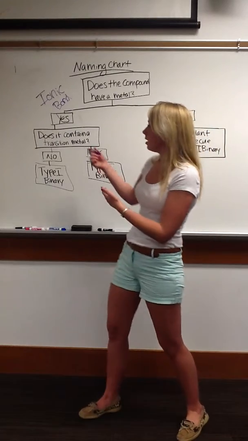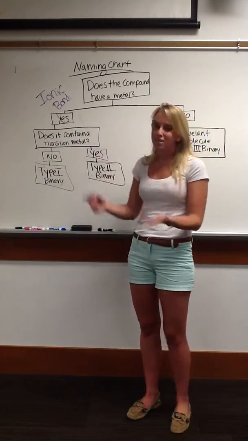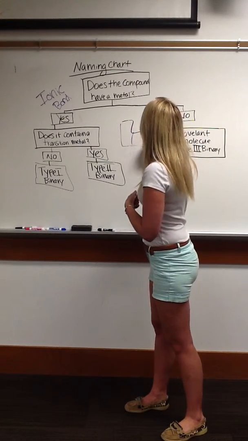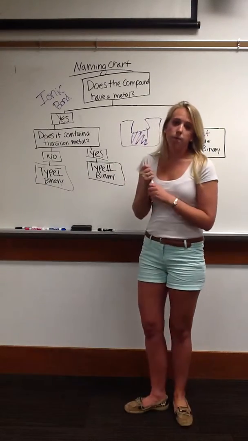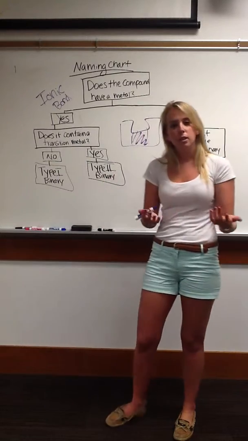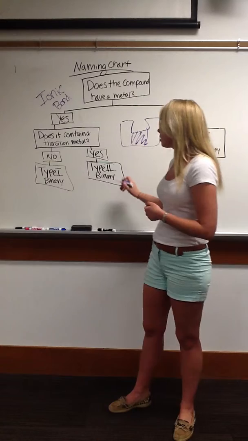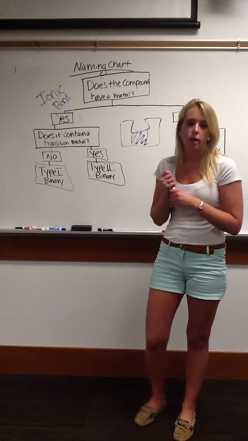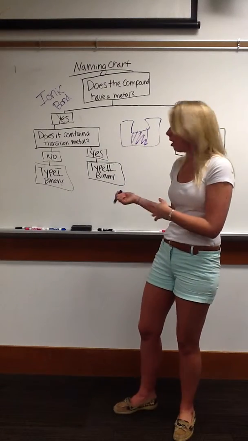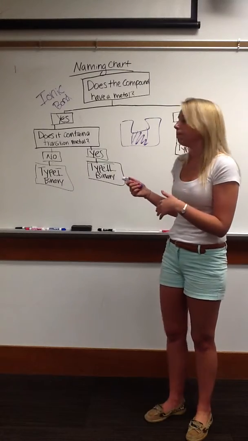The next question you need to ask yourself is, does it contain a transition metal? So remember in our periodic table, right, there we go, the transition metals are the ones that are in there. If it contains a transition metal, we have to name it differently. So if it does contain a transition metal, it's what's called a type 2 binary compound. Two elements pushed together is a binary compound. So if it does contain a transition metal, we're going to name it a little bit differently.